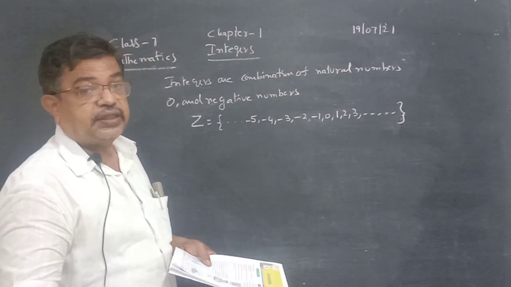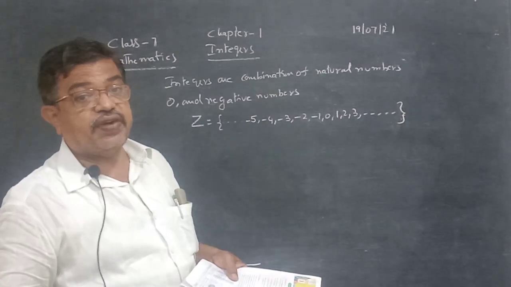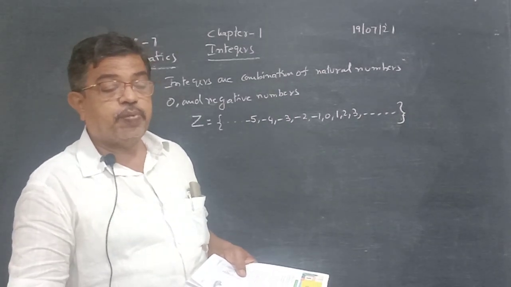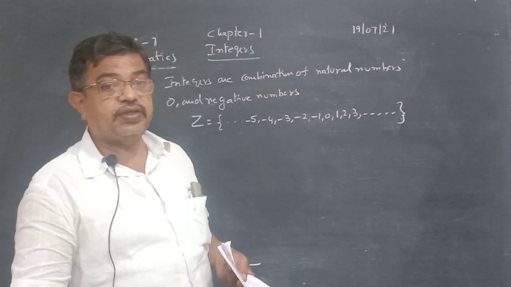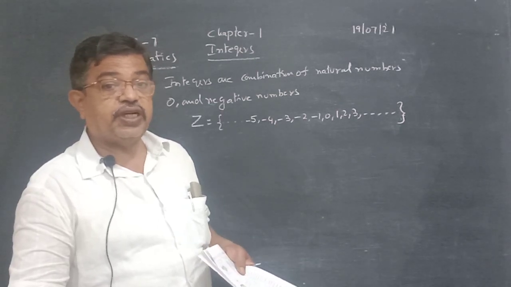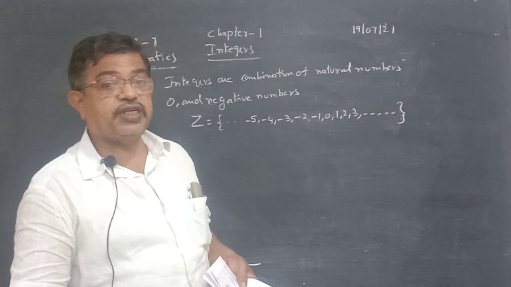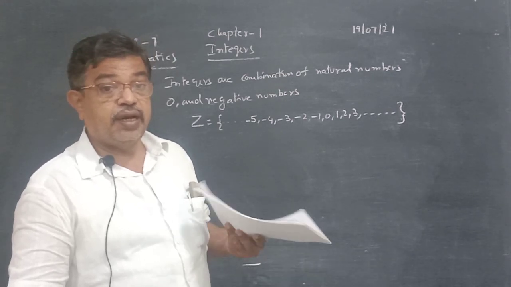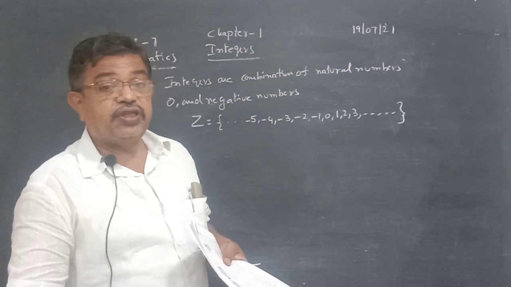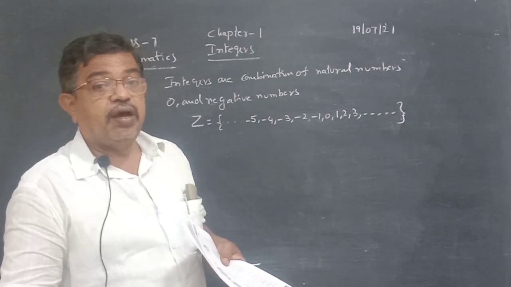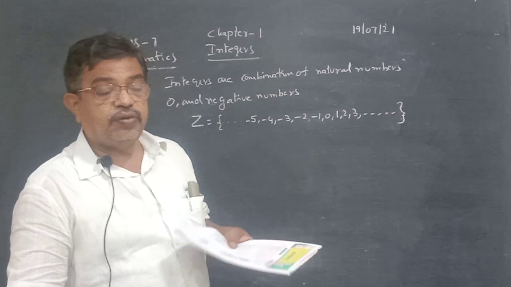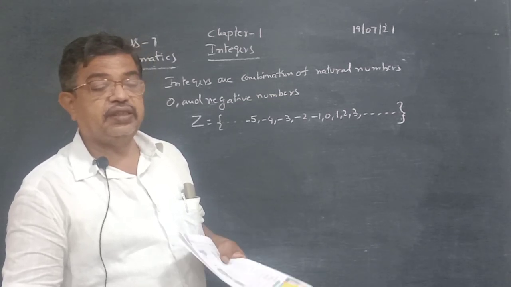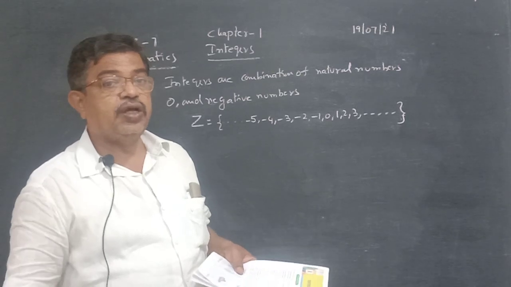In the earlier class we learnt about properties of natural numbers and whole numbers. Properties means properties with respect to addition, properties with respect to subtraction, properties with respect to multiplication and properties with respect to division. Addition, subtraction, multiplication and division are called fundamental operations. So we learned properties with respect to natural numbers and whole numbers in 6th class. In 7th class we are going to understand those properties.